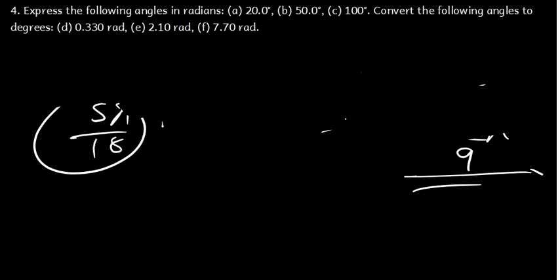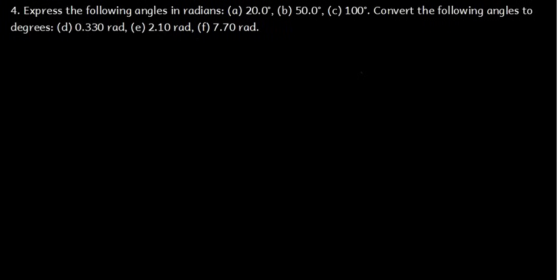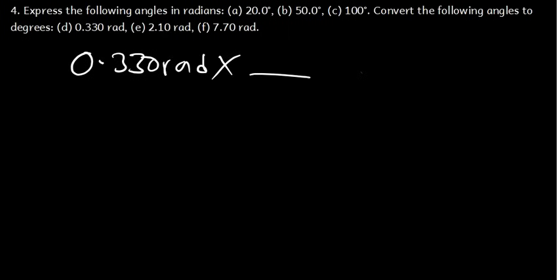Now, the next question is saying, convert the following angles to degrees. So we have got radian to degree. So we are going to say 0.330 rad. This is going to be times, in 180, how many rad do we have? We have got pi rad. So the rad and rad will cancel. If you're using a calculator, you can find the exact value: 0.330 times 180, then divide it by pi. In this case, I'm finding 18.9, which is the same as just 19 degrees.